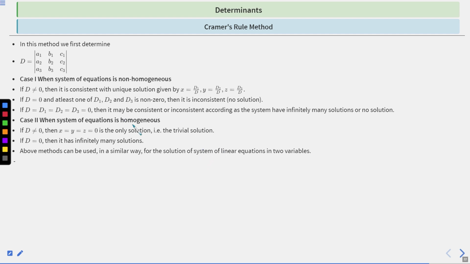And case 2, when the system of equations is homogeneous. So if determinant not equal to 0, then x equal to y equal to z equal to 0 is the only solution. That is the trivial solution. And if determinant value of A is 0, then it has infinitely many solutions. So above methods can be used in a similar way for the solution of system of linear equations in two variables. We have discussed about three variables, right?